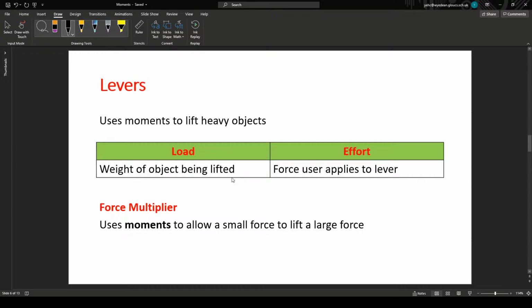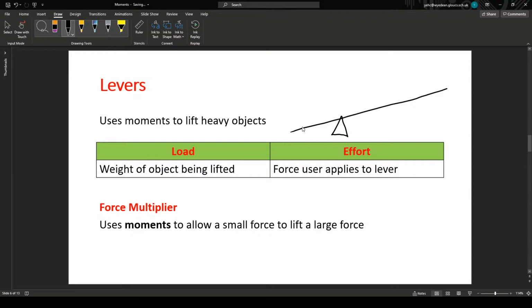One thing that I want you guys to be comfortable with is that with moments and the principle of moments, it's almost intrinsic. It's almost like something that we understand at our core, that the further away we are from a pivot point, the easier it is.